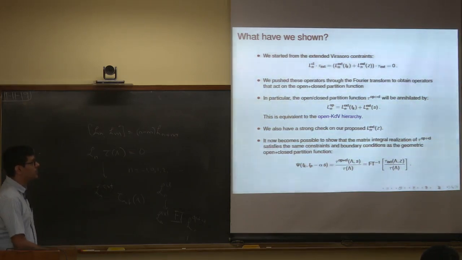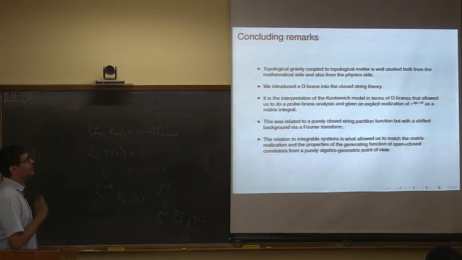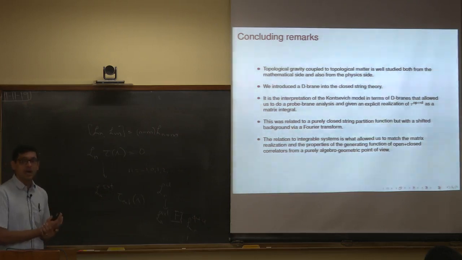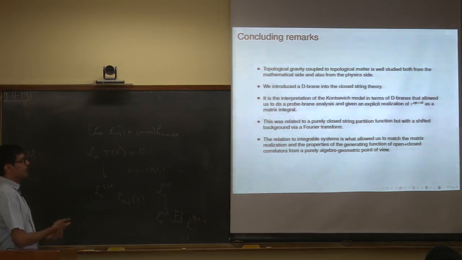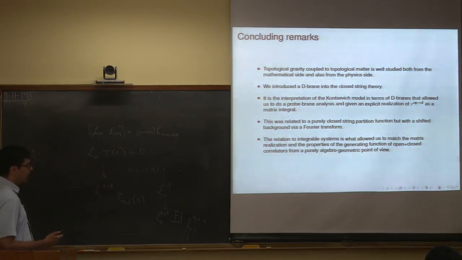Let me just conclude with some remarks. Gravity coupled to matter is well studied both from the math side and from the physics side, and our intuition was entirely based on the fact that we have an open string description of the closed string partition function. That was the crucial point. Once we did that, we just did a probe analysis of this integral, and we showed that we could relate a purely closed string partition function to one with a shifted background via this Fourier transform. And what allows us to check our result is really this map to integrable systems, hierarchies, and so on.